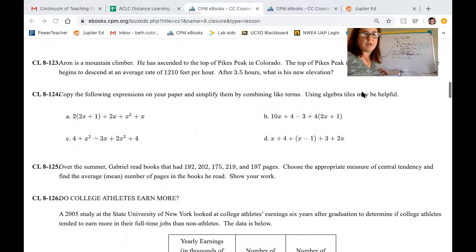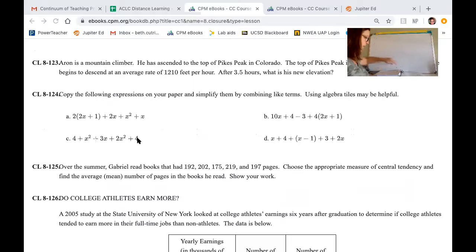Copy the following expressions on your paper and simplify them by combining like terms. Like terms being anything with an x can be combined with another x. Anything with an x squared, here's 2x squared, can be combined. Anything that's just a number can be combined. You guys know you can add 4 plus 4, right? When they put it in this kind of direction, it sounds confusing, but you really do know that you can add 4 plus 4. There's nothing wrong with that.